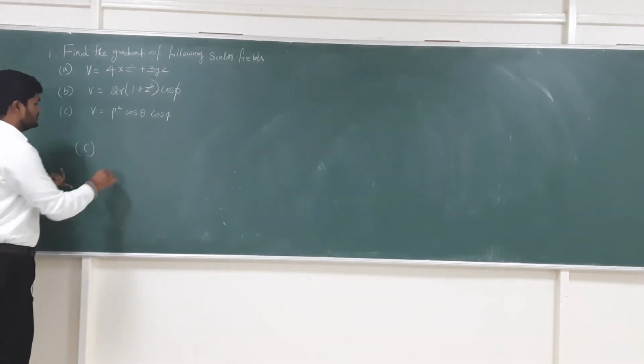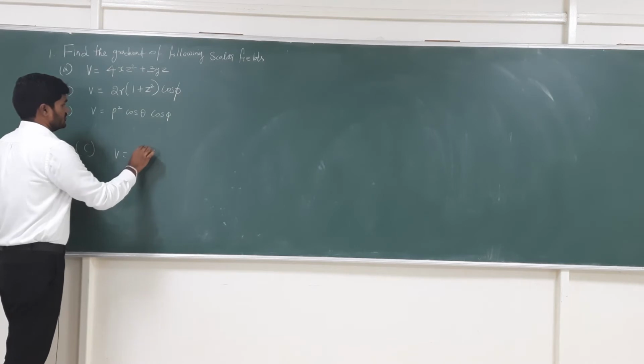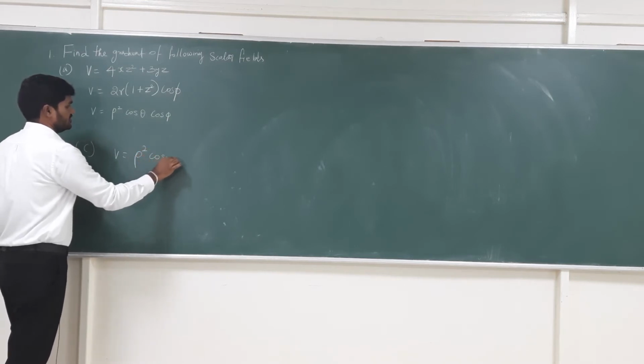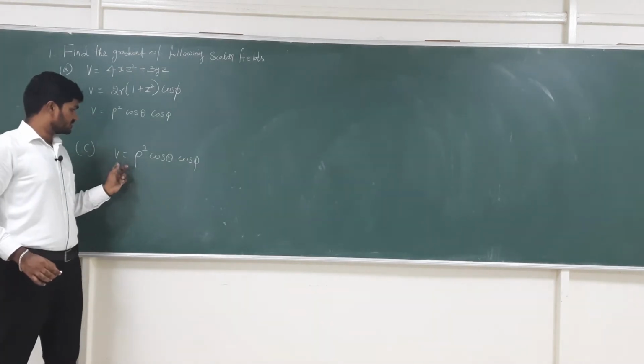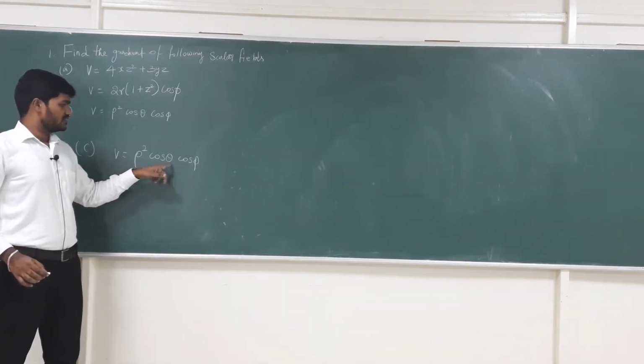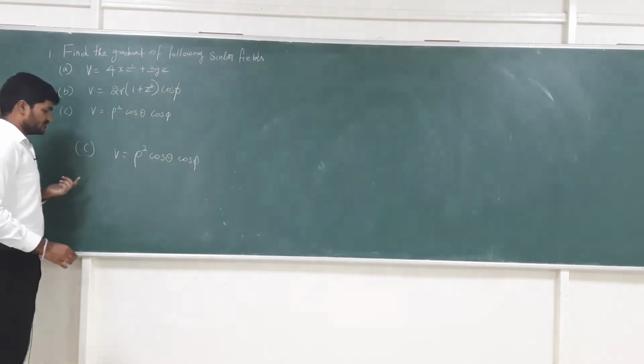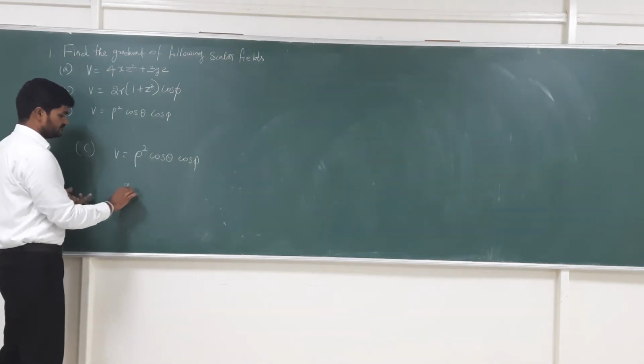And the third problem is V equals ρ² cos θ cos φ. Here the scalar is a function of ρ, θ and φ. This is a spherical coordinate system. Now the gradient in the spherical coordinate system.